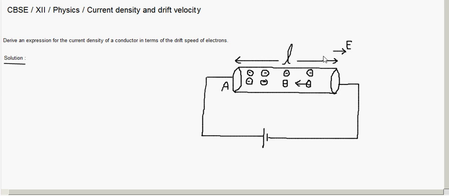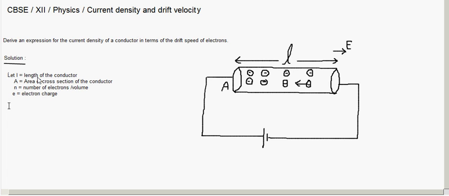So let L be the length of the conductor, A the area of cross section of the conductor, and let N be the number of electrons per volume, or I can call it the number density, and e is the charge of an electron.